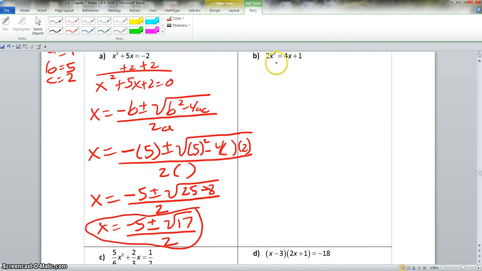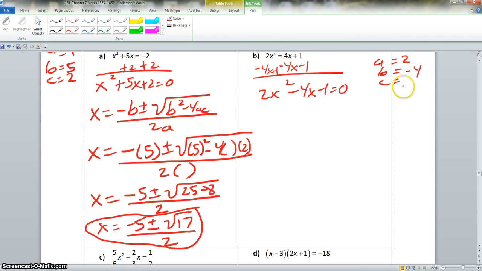Now we go here to B. Now again, we must have everything on the left-hand side equal to 0. Well, the main thing is we have to make sure that our x squared is still positive. So we're going to subtract 4x and 1 on both sides. So we get 2x squared minus 4x minus 1 equals 0. Now we can list our A, B, and C. A is 2, B is negative 4, and C is negative 1.